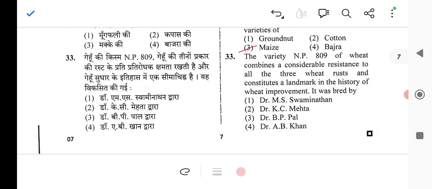Next is the variety NP809 of wheat combines a considerable resistance to all the 3 wheat rust and constitutes a landmark in the history of. It was bred by Dr. B.P. Pal.